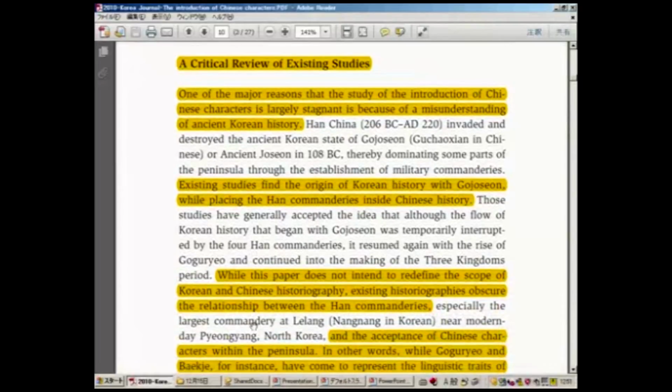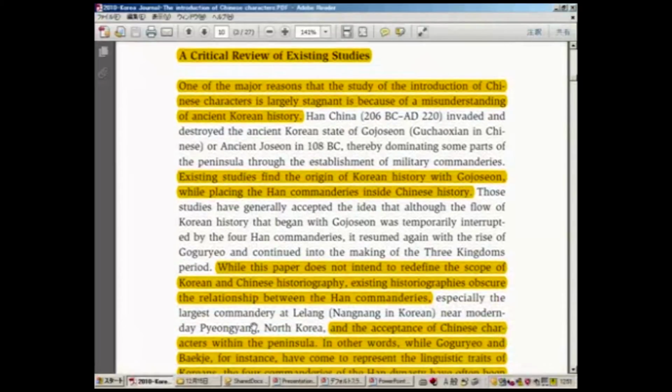For your understanding, I'd like to review the previous studies, but from a critical perspective. One of the major reasons that the study of the introduction of Chinese characters is largely stagnant is a misunderstanding of Korean history. Existing studies find the origin of Korean history with Gojoseon and Gija Joseon, while placing the Han commanderies inside Chinese history. While this paper does not intend to redefine the scope of Korean and Chinese historiography, existing historiographies obscure the relationship between the Han commanderies and the acceptance of Chinese characters within the peninsula.